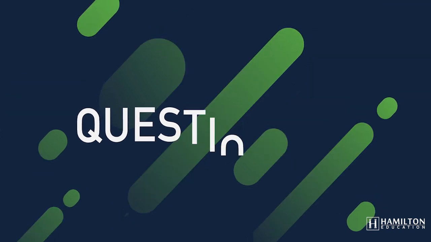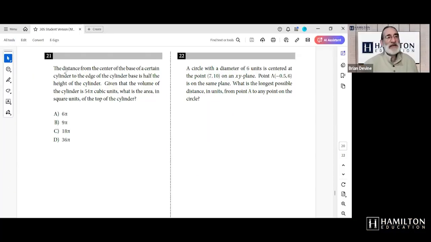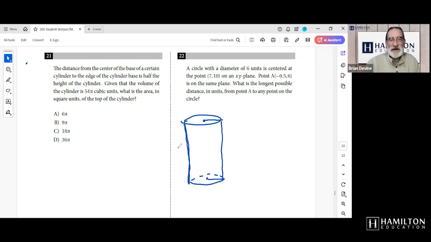Question 21. The distance from the center of the base of a certain cylinder. So here's a cylinder. It's like an Amazon delivery, kind of crushed on one side. But let's make believe that it's not, that Brian can draw. Note that the diameter or radius at the top and the bottom would be the same here. So the radius here is the same as the radius there, which is half the diameter. So the distance from the center of the base to the edge of the cylinder base is half the height. So they said the radius is height over 2.